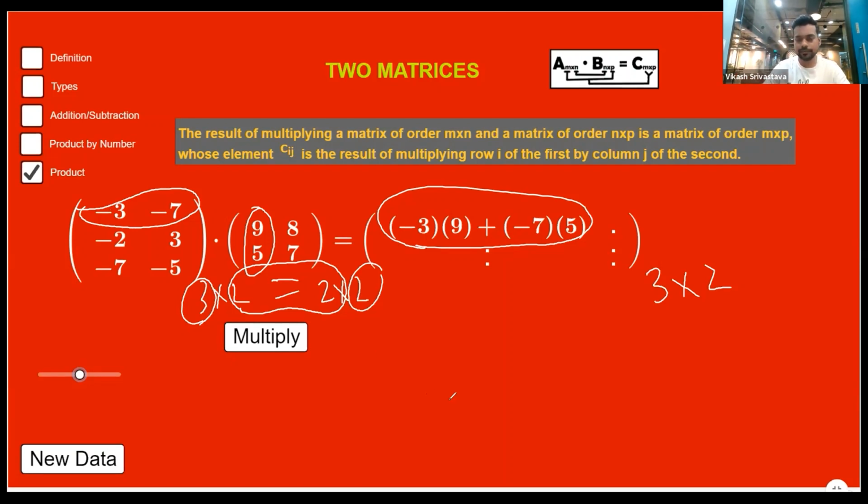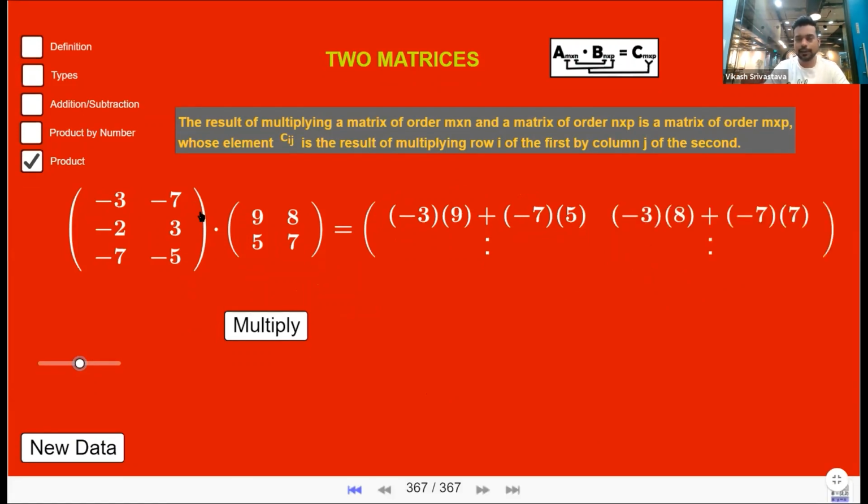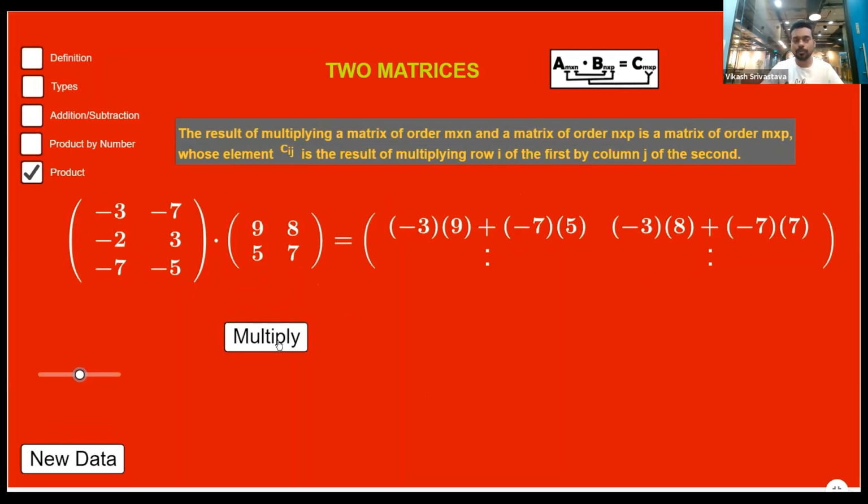Now let's move ahead. The next element will be given by this particular row, but the second column, right? So minus 3 into 8 plus minus 7 into 7. This will give us the second element of our resultant matrix. Now let's move ahead.